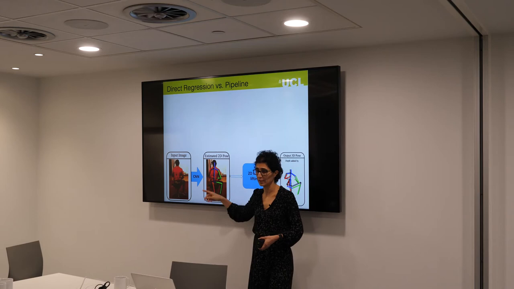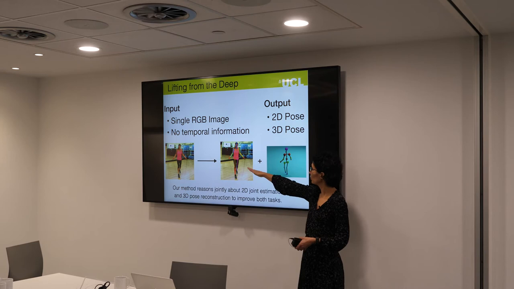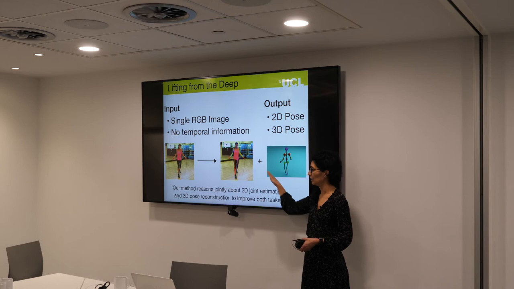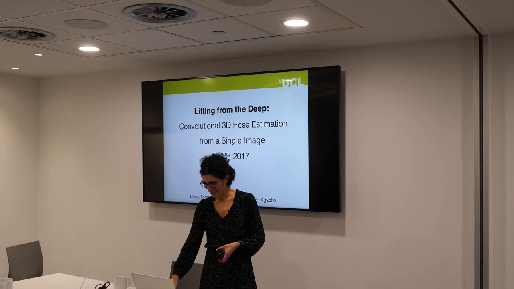So our work was about starting off with an image and reasoning both in 2D and in 3D. So solving the problem of estimating the 2D joints, but going through 3D in the process so that we can improve both. And this is a paper that we had in CVPR 17 called Lifting from the Deep. That's the one that you could remember earlier. Yeah, true, the other one as well. It's a cool title. I think it was Chris's idea to come up with this title.